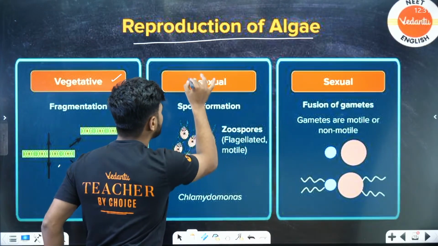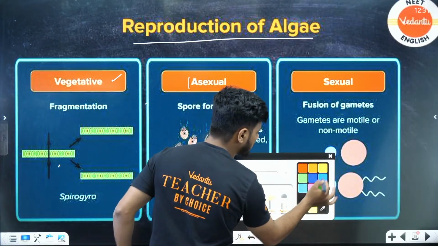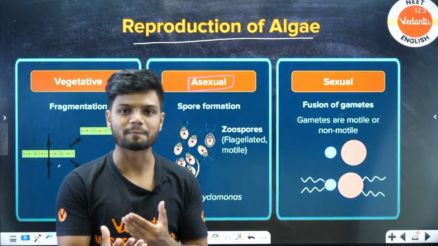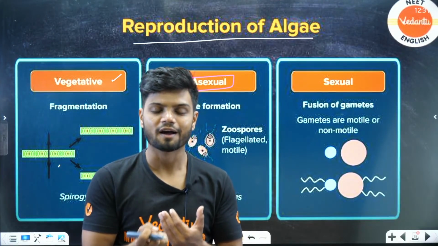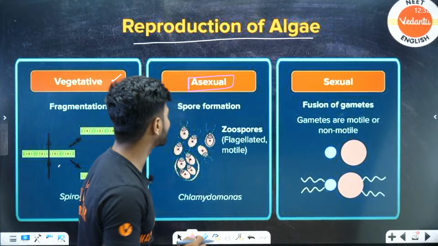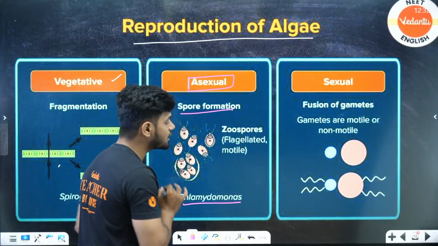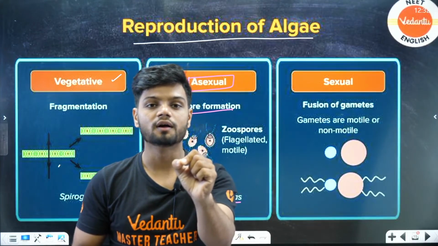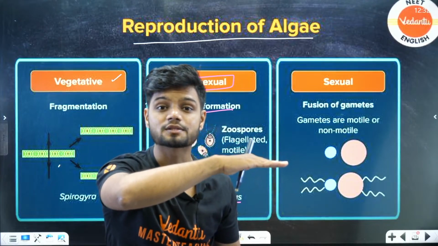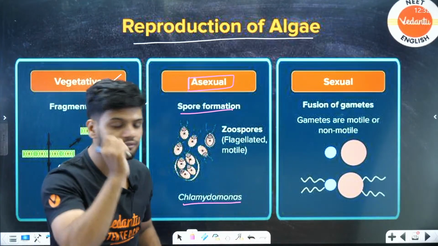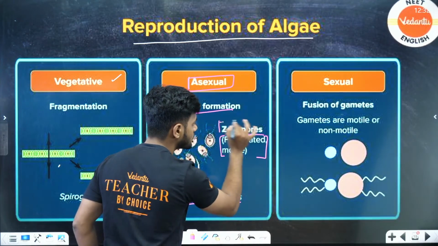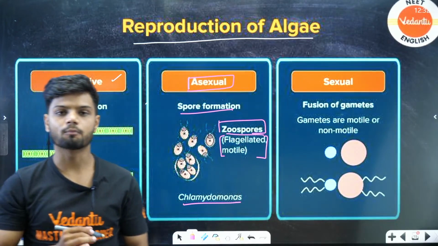Then we have something called asexual reproduction. In asexual reproduction, it mainly happens by formation of spores. So your algae will try to produce spores. Example is going to be your Chlamydomonas, which produces a spore which is motile in nature because of presence of flagella. So we have flagellated spores called zoospores. Zoospores are your motile spores.